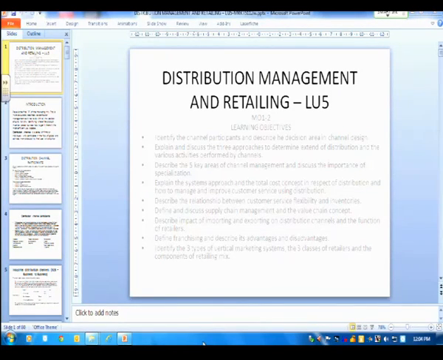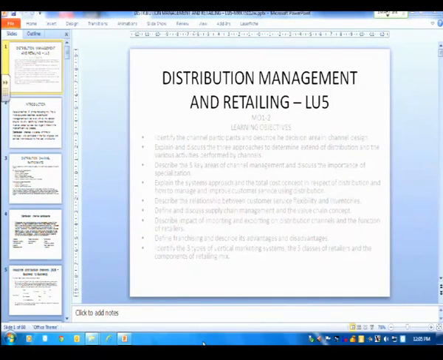The first objective is that we want to be able to identify the channel participants and describe the decision area in the channel design. We also want to be able to understand, explain and discuss the 3 approaches to determine the extent of distribution and the various activities performed by the different channels. We will also want to be able to describe the 5 key areas of channel management and discuss the importance of specialization.